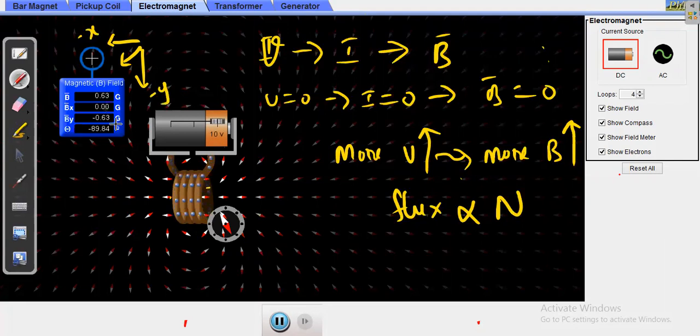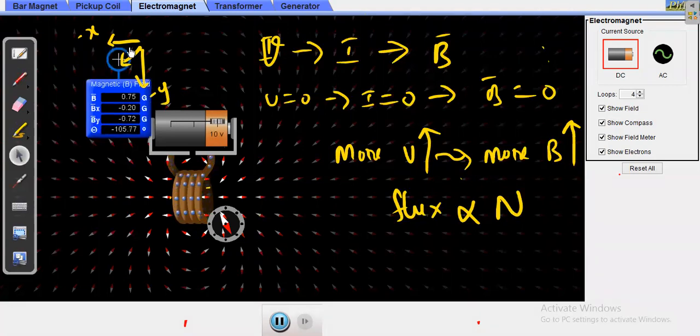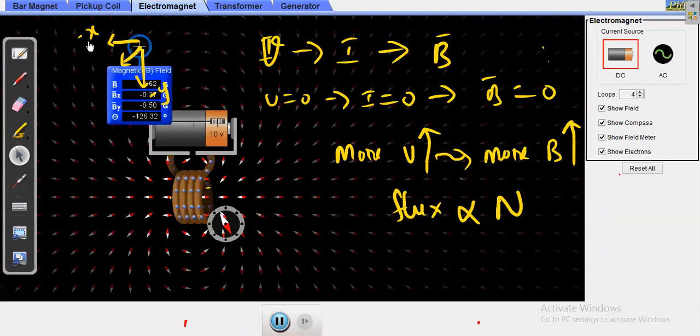That's why you are getting both minus. If you keep your meter in such a way like this, if I keep it here, then the actual magnetic field will be going in this way, and that can be resolved into minus x and minus y directions. Similarly, you can keep your meter anywhere, then you can know the direction of x and the direction of y, or otherwise the resultant direction. So that is the concept of electromagnet.